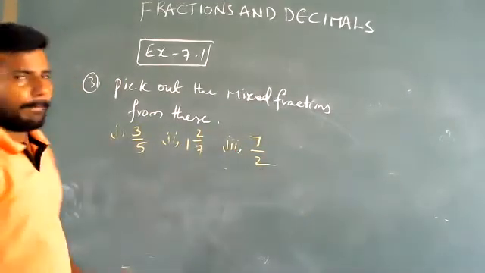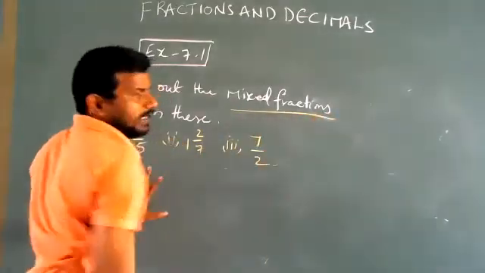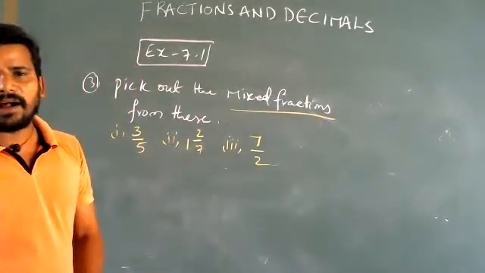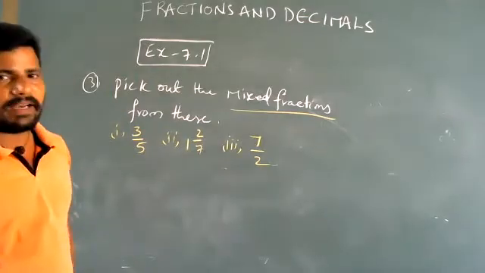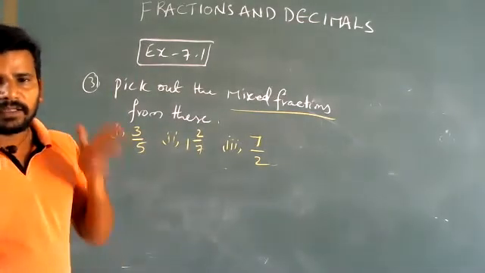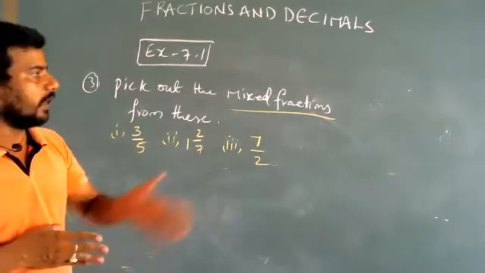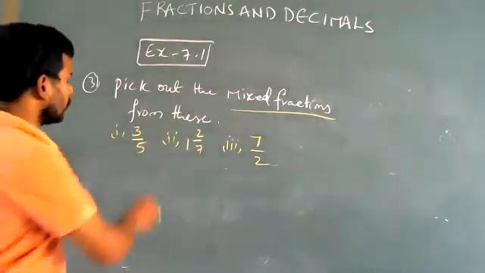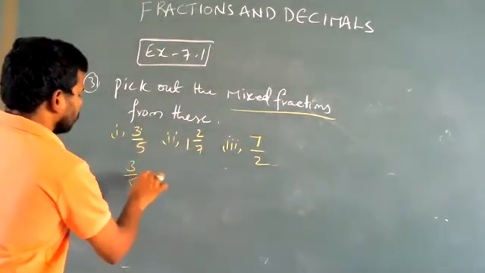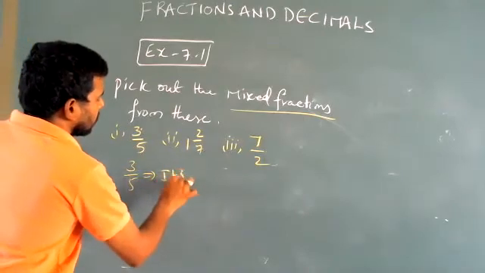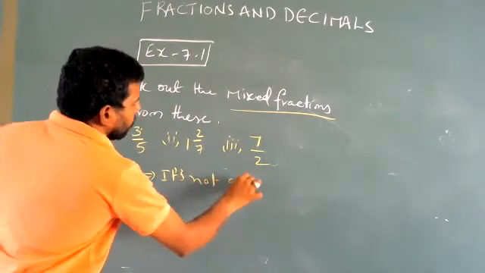So what is a mixed fraction? The combination of a whole number and a proper fraction. That type of fractions are called mixed fractions. So 3 by 5 is not a mixed fraction.